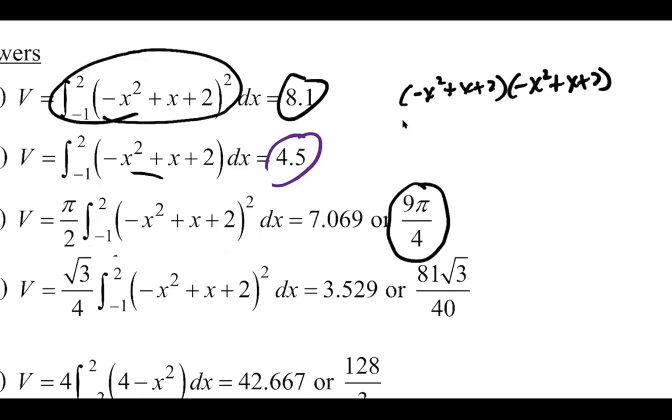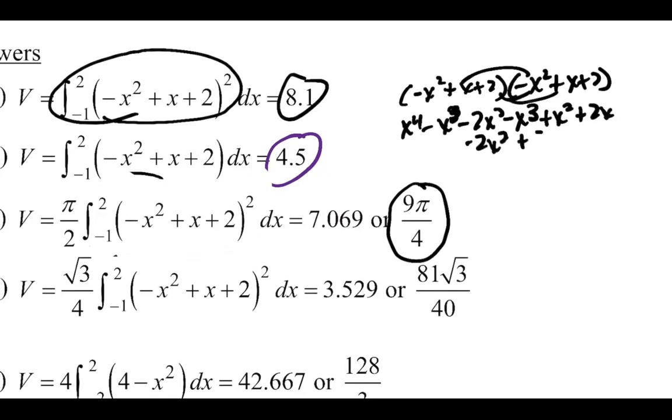All right, so that gives us x to the 4th minus x to the 3rd minus 2x squared. I'm on this one, minus x cubed plus x squared plus 2x. I'm on this one, minus 2x squared plus 2x plus 4. So I have x to the 4th minus 2x cubed. It's a good reason to show your work because you would have it left. Minus 3x squared plus 2x plus 4. I believe that's what we had.